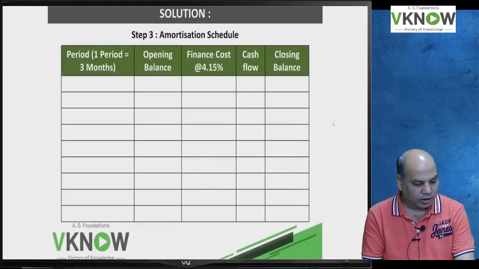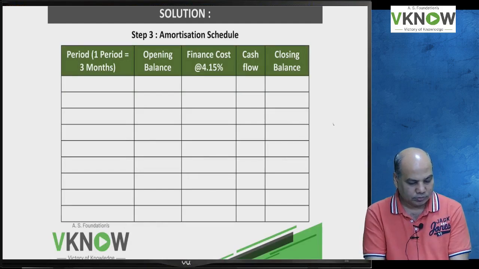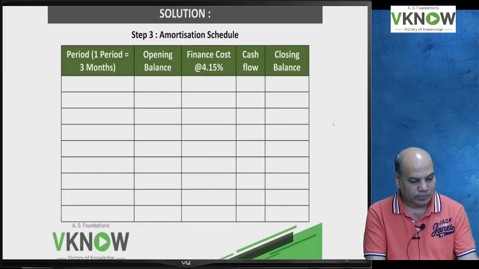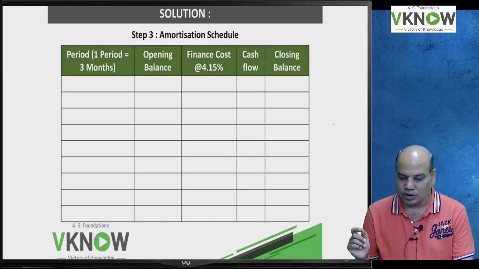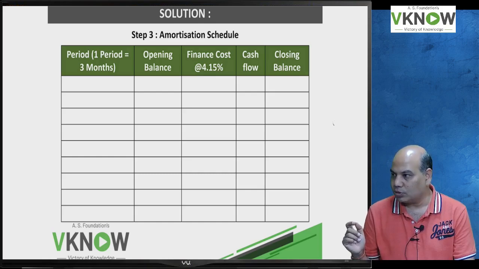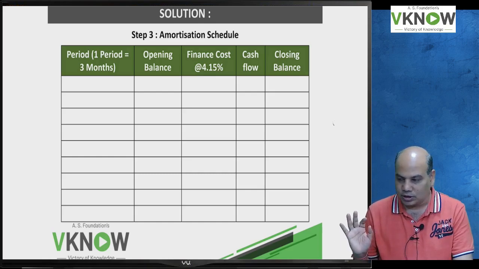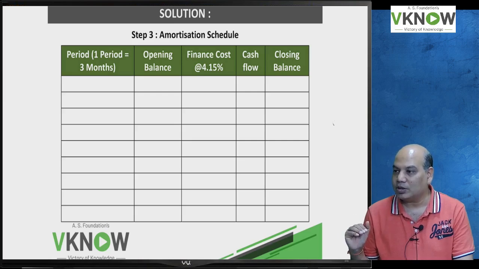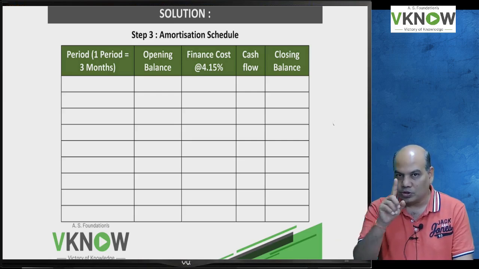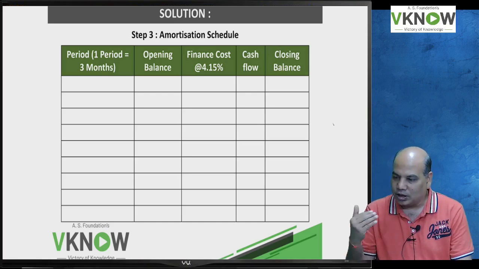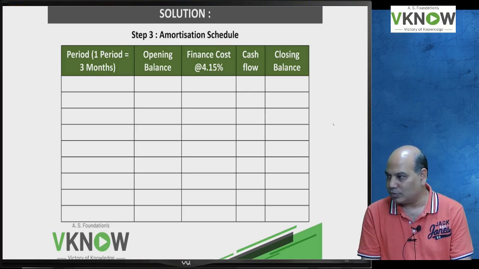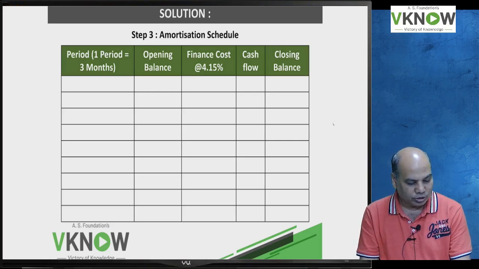So now we will prepare one amortization schedule. Step 3, amortization schedule, means we are going to calculate what will be the opening balance, how much finance cost you will recognize, what will be your cash flow, and what will be the closing balance. Sometimes in the exam they say prepare an amortization schedule, which means you have to show the movement in the account from the beginning till the end, every year, how much amount will get added, how much amount will be deducted. So that we will call an amortization schedule. In some more problems we will do that.